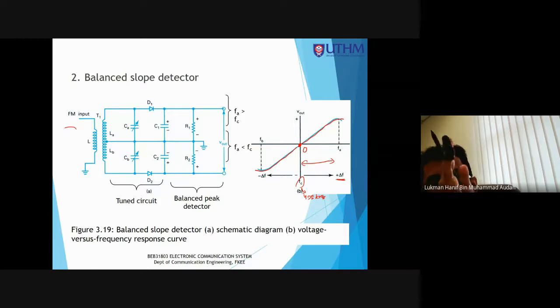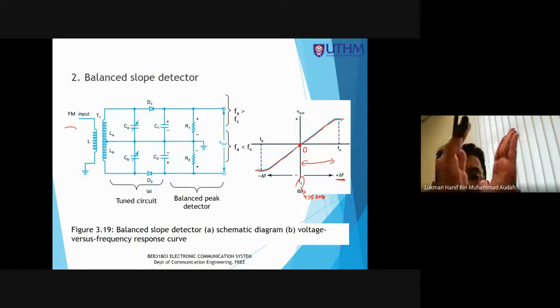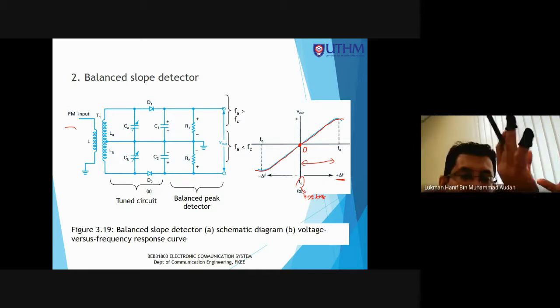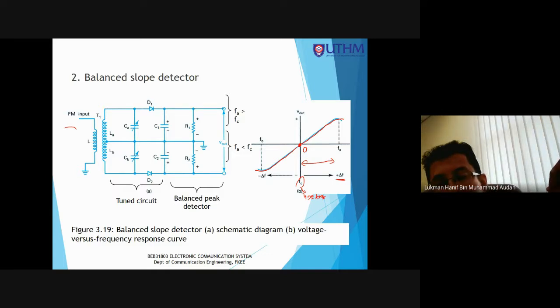So bermakna balance slope detector ini dia akan pada rest dia adalah resonant dan perubahan frekuensi tambah dan tolak itu mengakibatkan perubahan output voltage. Kalau frekuensi input bertambah, output voltage pada output akan bertambah. Kalau input frekuensi berkurang, maka voltage output akan berkurang. Okay, so this is the balance slope detector.